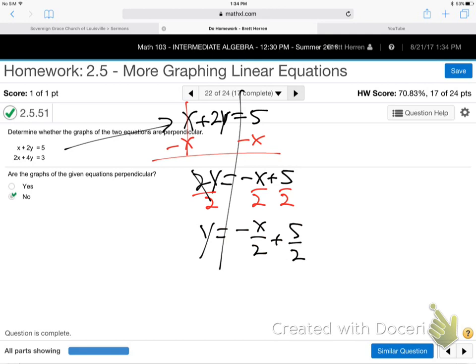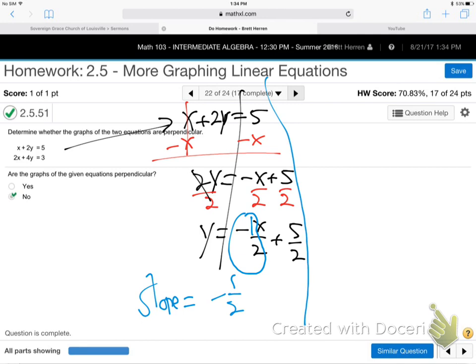What's the slope for that one? Yeah, there's really an understood 1. Remember, whenever there's nothing next to x, it's 1. So the slope is negative 1/2 for that line, right? Good for that one. Now let me do the second one.